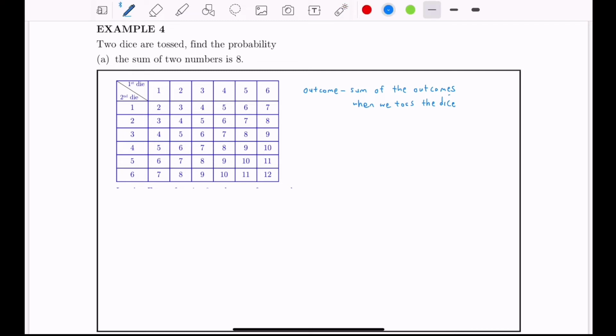But right now, the question asks us to find the probability when the sum of the two numbers is 8. So let's have a look at when we will get a sum of 8. So this is where we get a sum of 8. Alright. So let A be the event of getting 8 as the sum of two numbers.